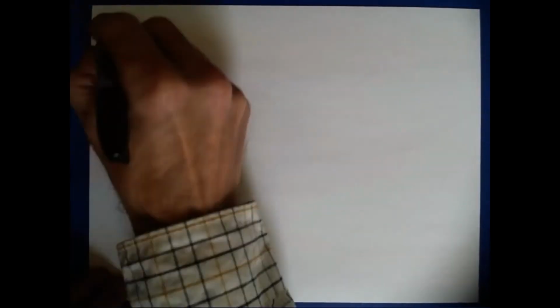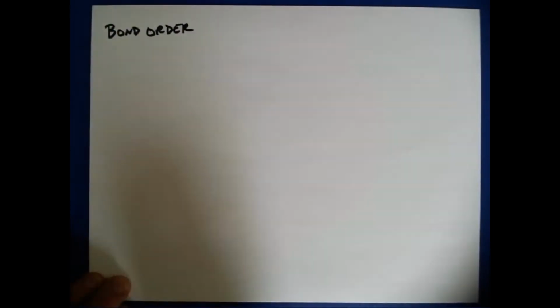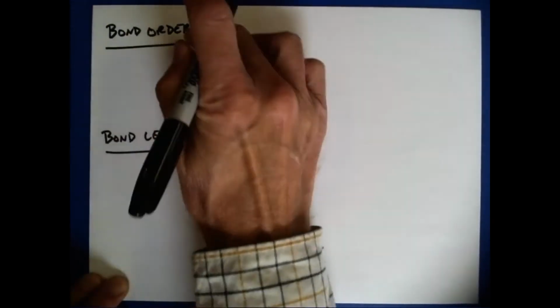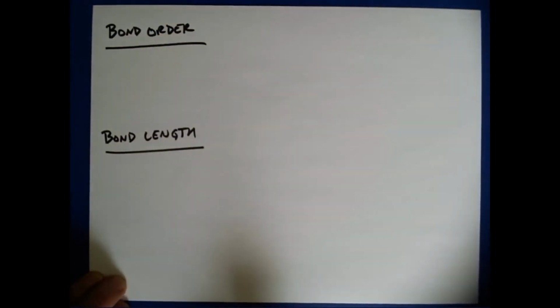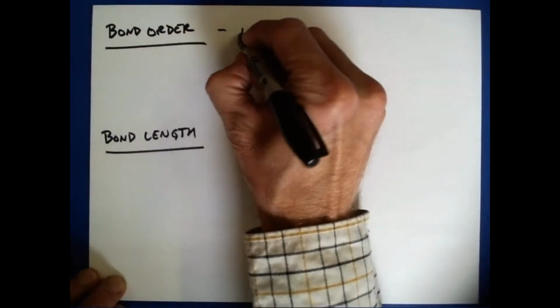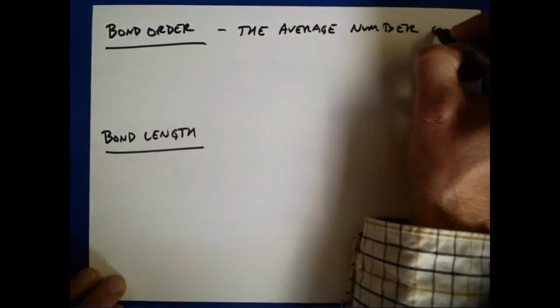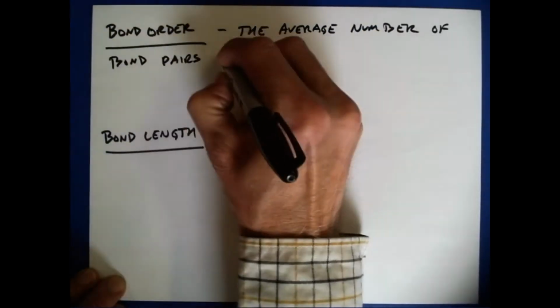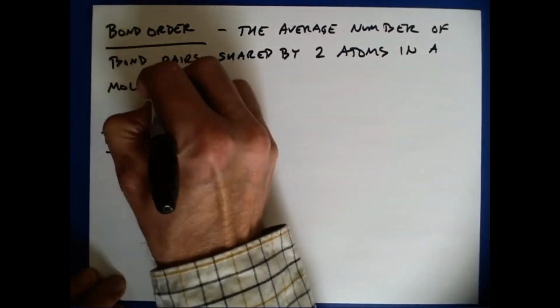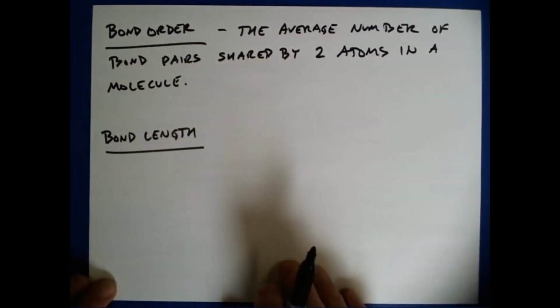In this video, we're going to talk about bond order and also bond length, and we're going to see how these two properties relate to one another. Now, bond order is simply the average number of bond pairs shared by two atoms in a molecule. And there are some real simple examples of this that we'll start with.